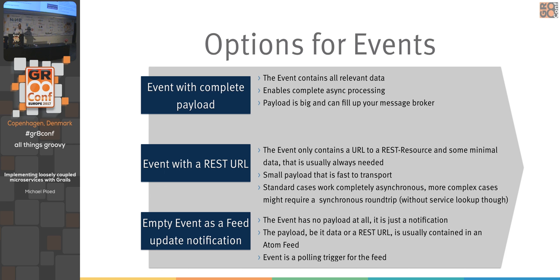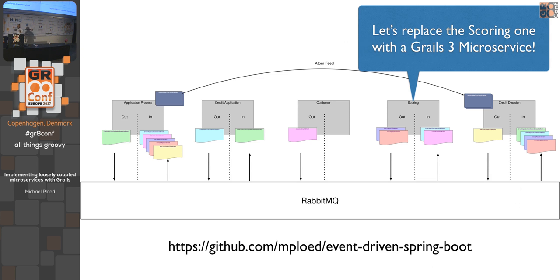And we can just send out an empty event and have a feed mechanism where other applications are pulling stuff in. What I see a lot in microservice environments is the usage of Atom feeds, XML Atom feeds, and there is an event going out, and a consumer just goes to the feed and grabs, pulls in the new information from this one. Now, I would say, let's get our hands dirty.